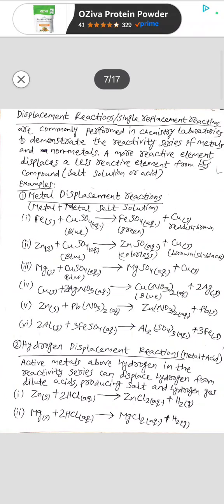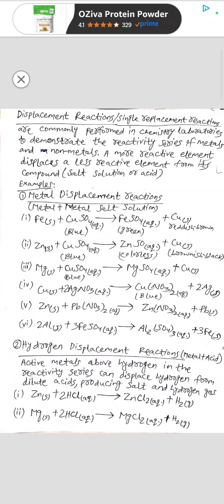Then another type of chemical reaction, the third type of chemical reaction, is the displacement reaction, or single displacement reaction, commonly performed in laboratories to demonstrate the reactivity series of metals and non-metals. In a displacement reaction, as I said earlier, a more reactive element displaces a less reactive element from its compound, or from its salt solution or acid. This is a displacement reaction.